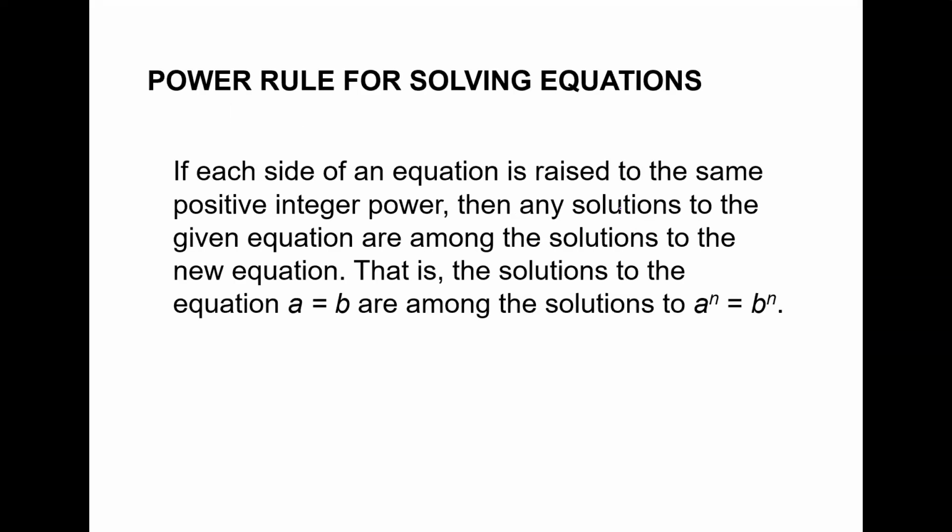If each side of an equation is raised to the same positive integer power, then any solutions to the given equation are among the solutions to the new equation. That is, the solutions to the equation a equals b are among the solutions to a to the n equals b to the n. Sometimes we'll have to raise both sides to the power 2 to get rid of a square root, or power 3 to get rid of the cube root, and that's going to give us the same solutions no matter if we've already cubed it or if it was the original equation. Now the key is we always go back and check to make sure it is a solution.